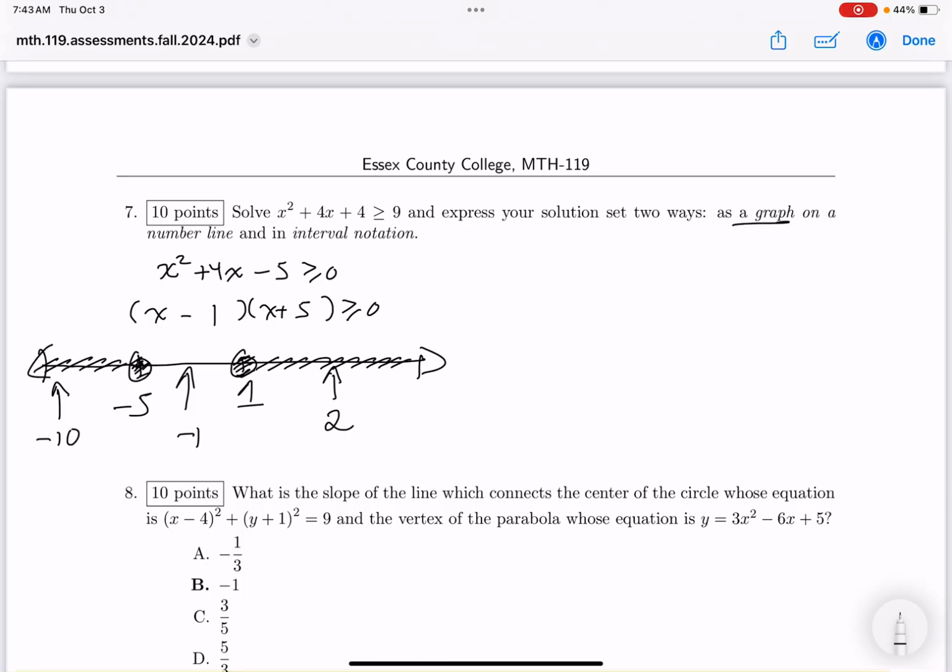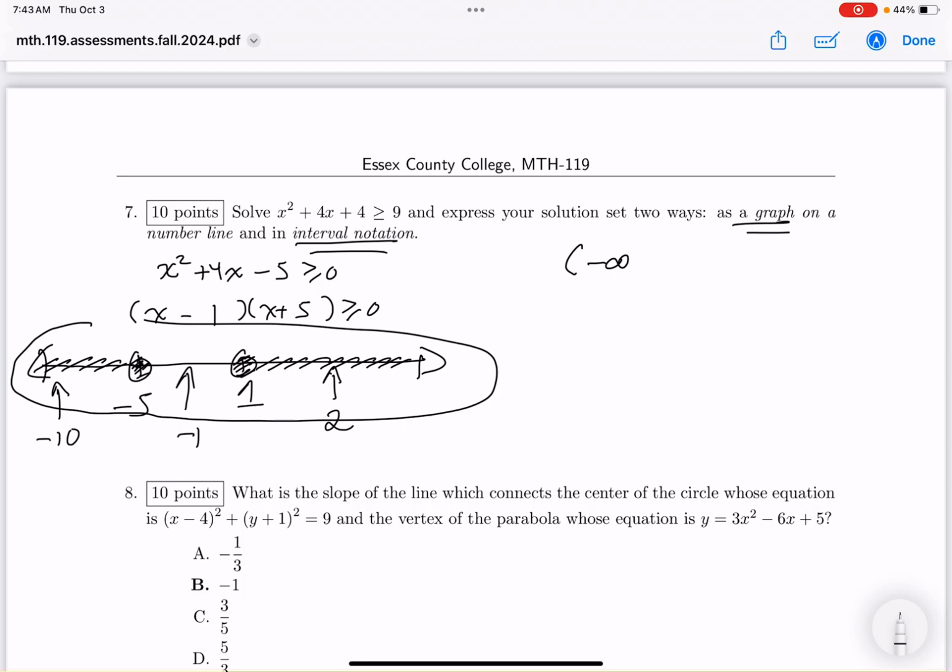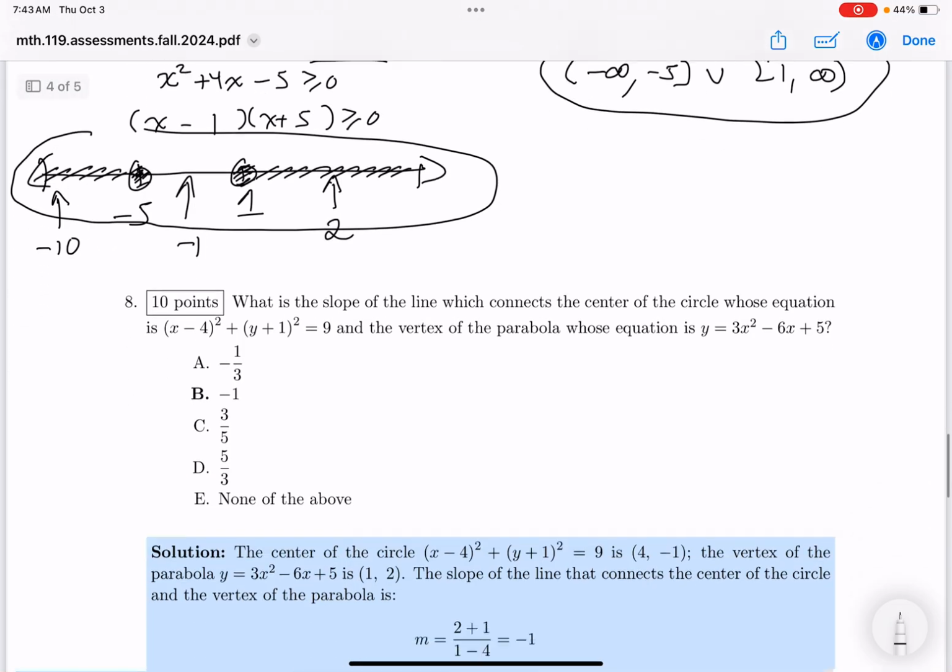I want to point out they want the graph and they want the intervals. We got the graph. What does the interval look like? Minus infinity up to minus 5, union 1 to infinity. All right? So let's go to the next question. And the next question is multiple choice, by the way.